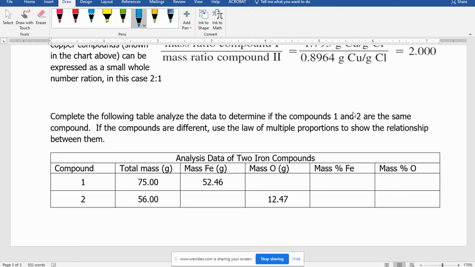So here's our total mass. Here's the mass of the iron. So if we have the mass of the iron and the total mass, if we subtract this from this, that'll give us our mass of our oxygen. So 75 minus 52.46. That means that the oxygen is going to be 22.54. And if we divide that by 75, we end up with 30.05% oxygen.